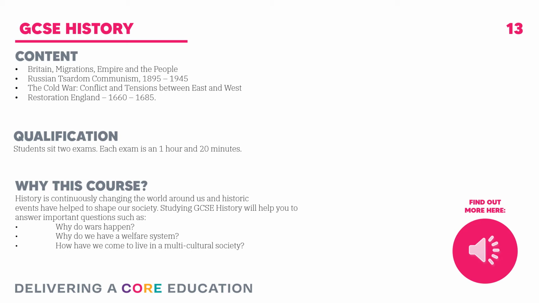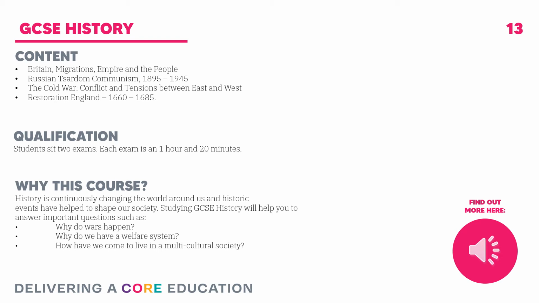We then carry on into the Cold War, looking at the conflicts and the tensions between the East and West, post-World War II. This should provide you with a more holistic understanding of the making of the modern world. And then we finish with an in-depth analysis of the restoration of England, looking at King Charles, the start of the British Empire, the restoration of the monarchy and the church. And so there's 4 distinct topics there.